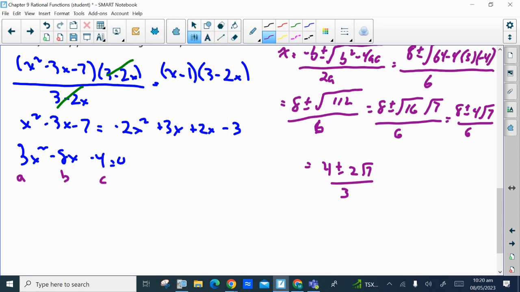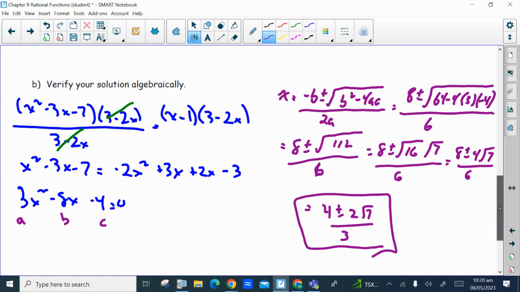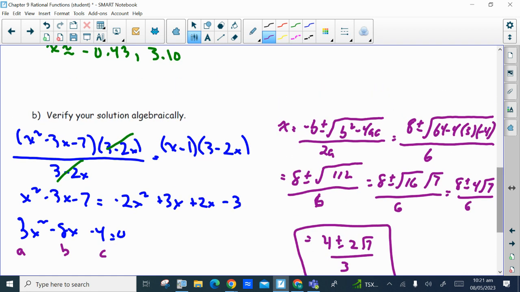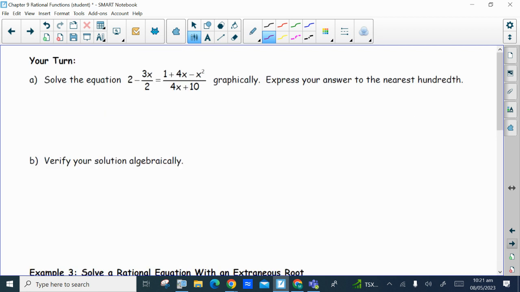Right, so we were able to state the exact answers, which match the decimals that we found using our graphing calculator. Okay, so we see now that we can solve most of these graphically and algebraically.